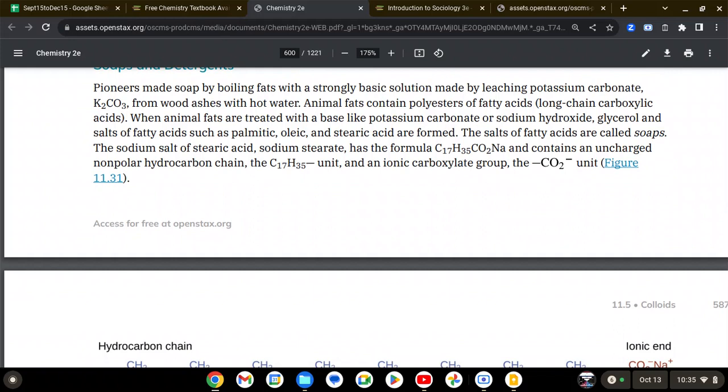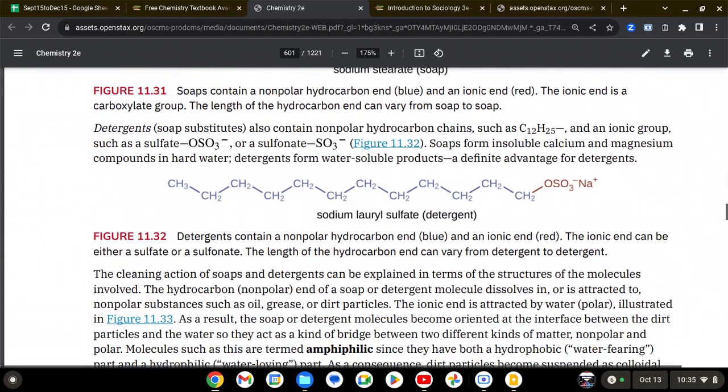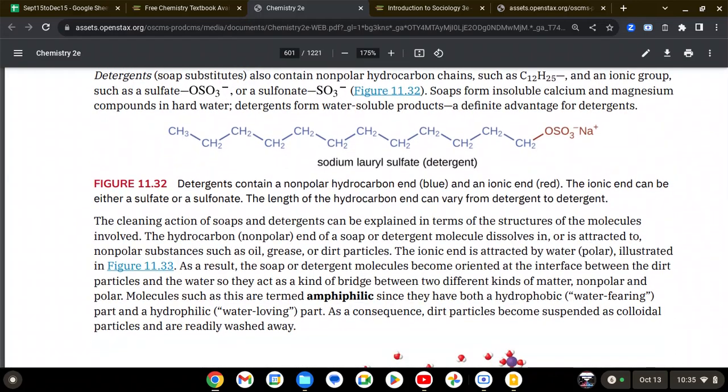The sodium salt of stearic acid, sodium stearate, has the formula C17H35CO2Na and contains an uncharged nonpolar hydrocarbon chain, the C17H35 unit, and an ionic carboxylate group, the CO2- unit. Detergents, soap substitutes, also contain nonpolar hydrocarbon chains such as C12H25 and an ionic group such as sulfate, OSO3-, or sulfonate, SO3-. Soaps form insoluble calcium and magnesium compounds in hard water. Detergents form water-soluble products, a definite advantage for detergents.